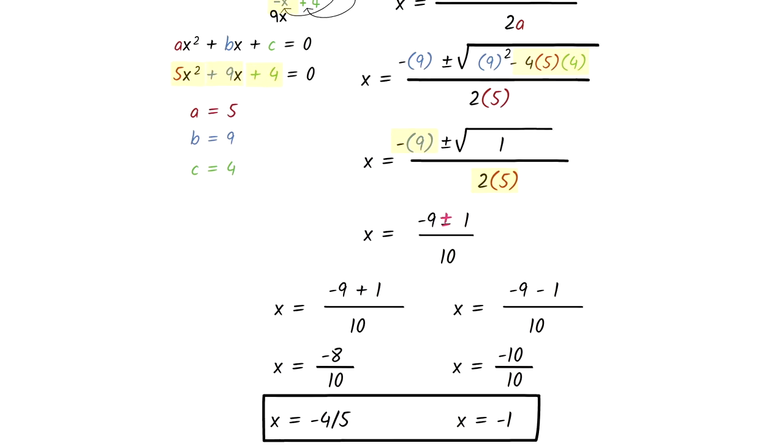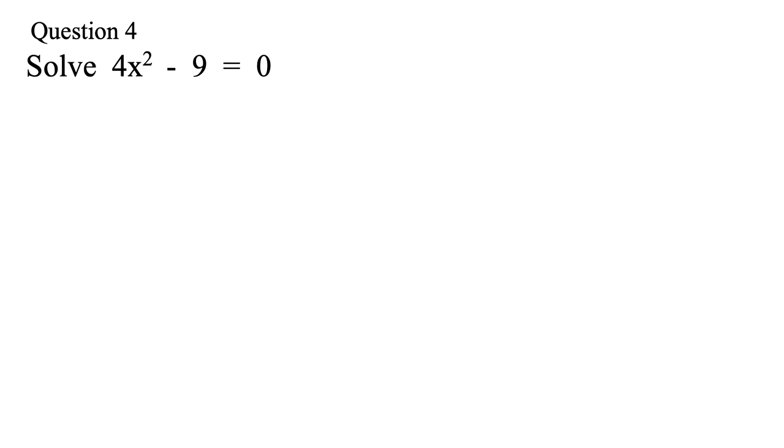Let's take our next question. Question 4. Solve the quadratic equation 4x squared minus 9 equals 0. We will be using the quadratic formula. Please note that the quadratic formula will not be the easiest way to solve a question like this, but let's look at it. Then we will look at a better way to solve it.